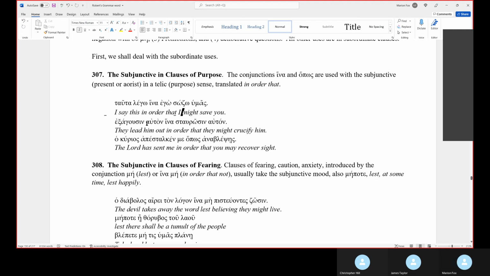Efagusin, aton, hina, staurosin, aton. And of course, this is plural. They lead him. Now again, hina again is going to give us this osin. Of course, this osin ending is subjunctive. We don't have a problem with it.